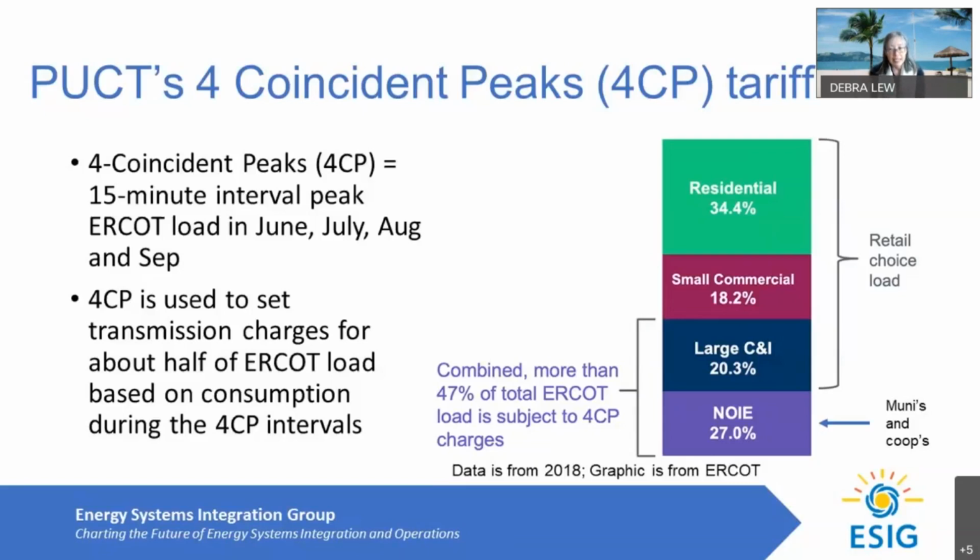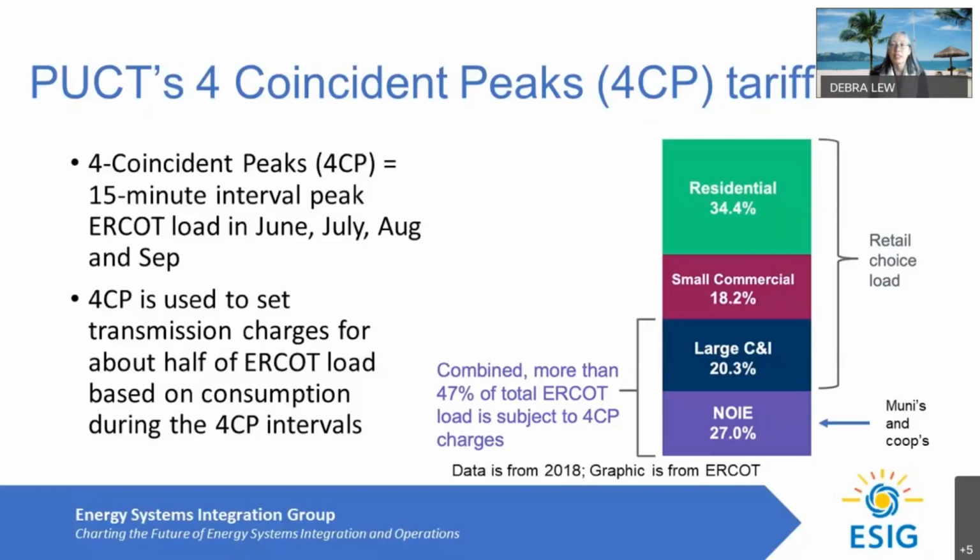In addition to that, Texas has a 4 coincident peak, or 4CP, demand charge tariff to allocate transmission charges. So how does this work? They determine the 15-minute peak interval in June, and then also in July, and then in August, and in September. And if you're subject to this tariff, your consumption during these 4 intervals determines essentially your transmission charge for the next year, based on how much you contributed to that peak load during those 4 intervals.